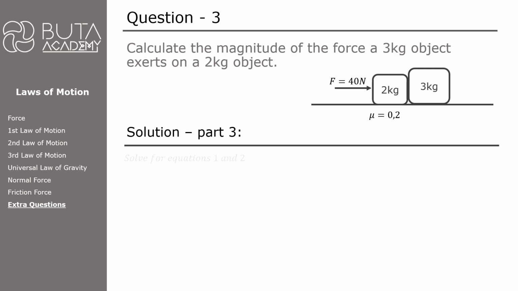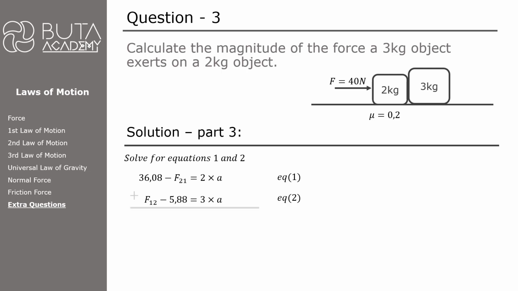In the next step, we bring these two equations together. As we mentioned in the previous questions, even though it is not taught in maths class, it is easier to solve these kind of questions by adding the equations side by side. In the first equation, we have F21, and in the second one, we have F12. As we know, these forces have equal magnitudes. One of them has a positive sign, the other one has a negative sign. So if we add the equations, these two will cancel each other.